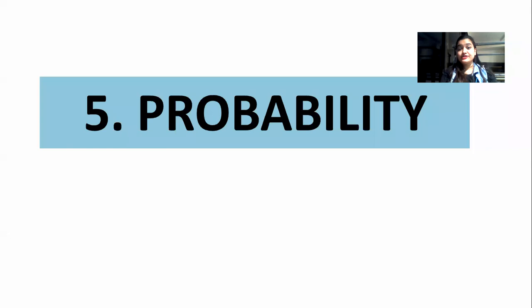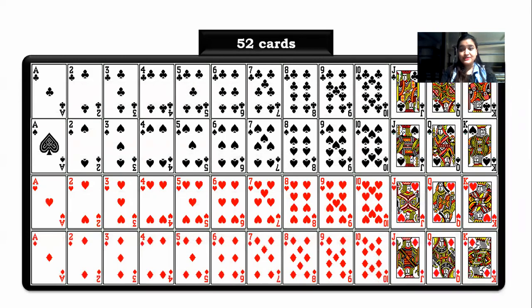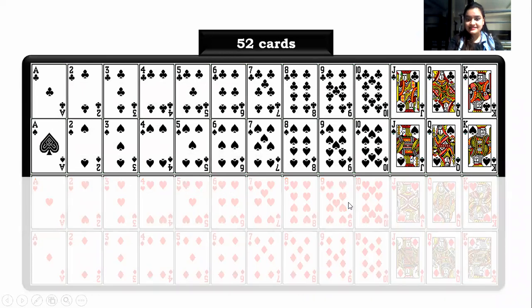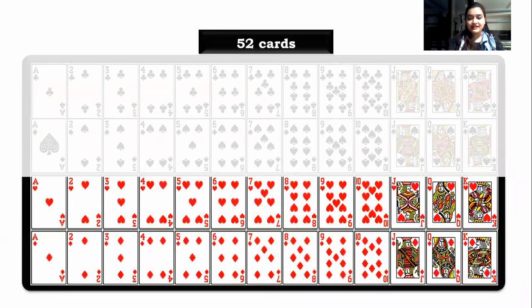Now guys, we are going to the easiest chapter, probability. So let's do a few sums of this chapter. Now guys, talking about the cards. There is a pack of 52 cards. In these 52 cards, you have 26 black cards and 26 red cards.